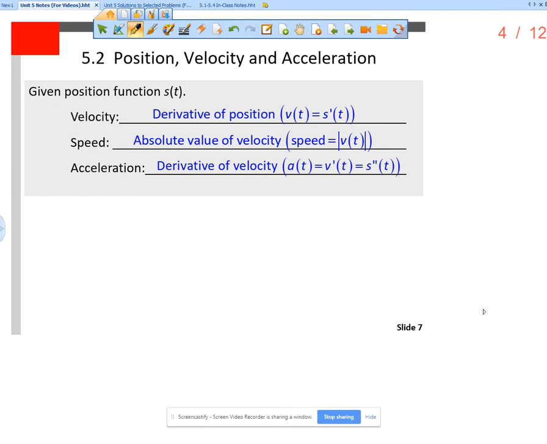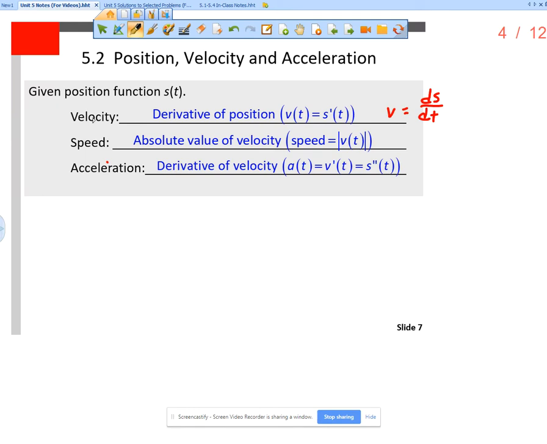What we need to know is a couple things. Number one, we need to know that velocity is the derivative of the position function. So v of t is equal to s prime of t. Or, using a different notation, v could be noted as ds/dt. S is often used as the position variable, so s of t.